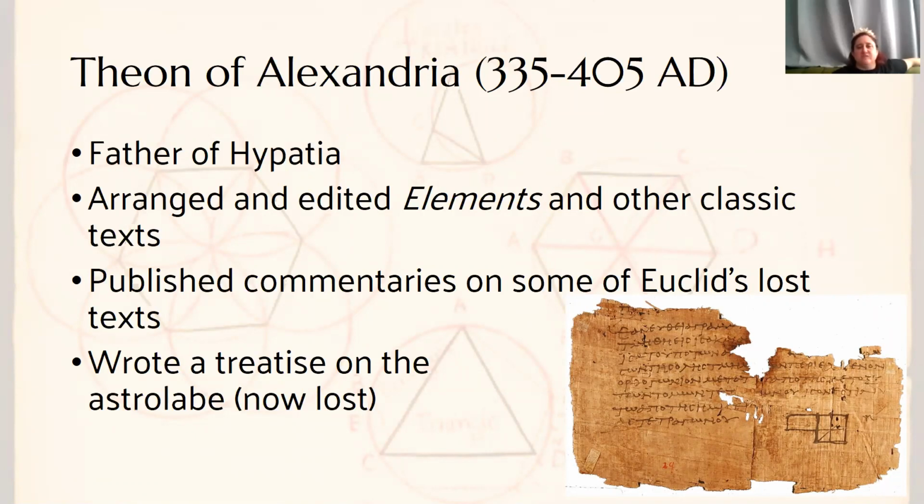These papyrus scrolls don't last. They don't last more than a couple hundred years. And so if you want to keep a text going, it has to be recopied every couple hundred years. So that's what Theon was doing, recopying the Elements and editing it a little bit, putting in his own little commentary and stuff like that. He was basically republishing the ancient textbook.